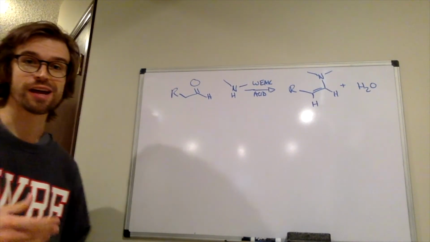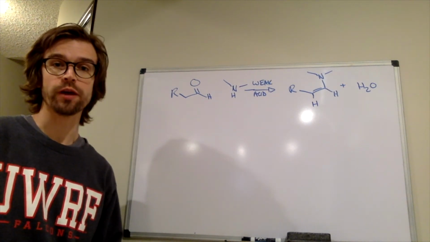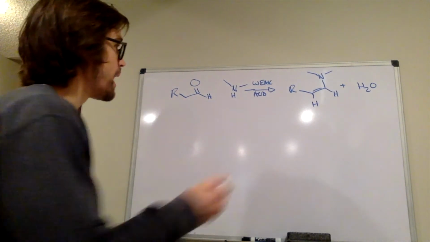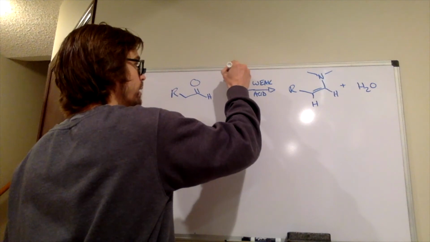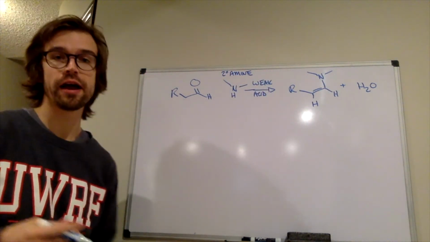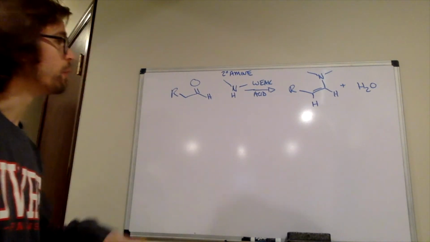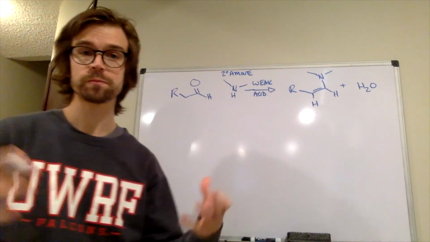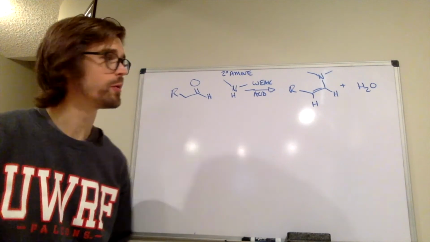All right, so we just saw how imines are formed with primary amines, and now we have a secondary amine here with our aldehyde, and again, this could be a ketone. And what we see is we form this functional group. What would we call this functional group?